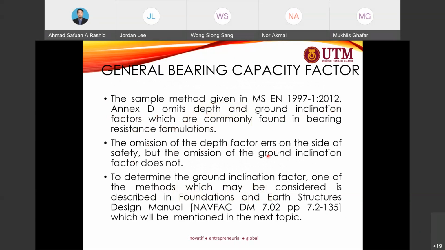The omission of the depth factor is on the side of safety, but the omission of the ground inclination factor does not. So that is the main difference between the British standard and also the EN standard. To determine the ground inclination factor, one of the methods which may be considered is prescribed in the foundation and earth structure design manual, which will be mentioned in the next topic. So there will be a slight difference between the approach in the EN for the ground inclination factor compared to the previous one.